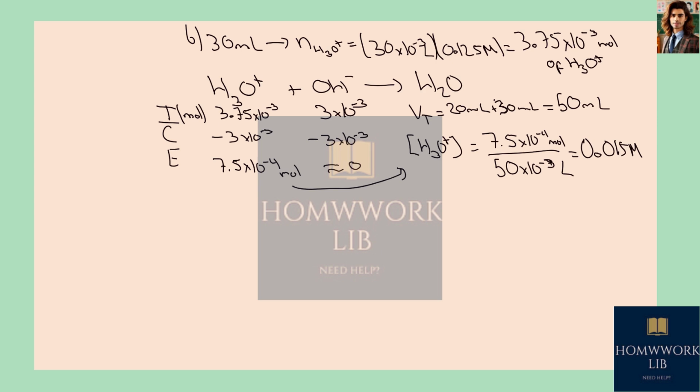That means that our pH, that is minus the logarithm of the concentration of H3O plus, is going to be 1.824, which is approximately 1.8 if you want to round it to only one significant figure. And that would be all.